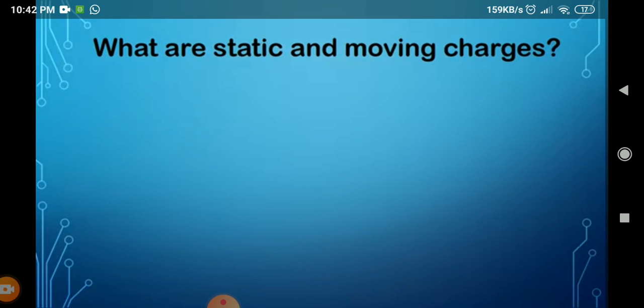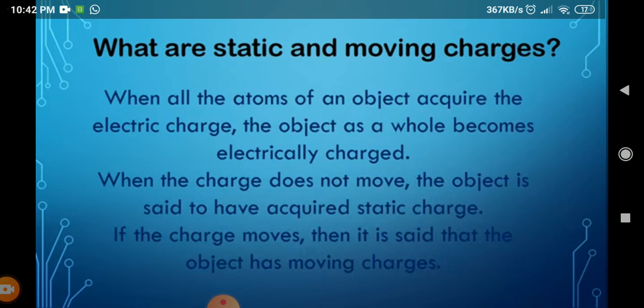What are static and moving charges? When all the atoms of an object acquire the electric charge, the object as a whole becomes electrically charged. When the charge does not move, the object is said to have acquired static charge. If the charge moves, then it is said that the object has moving charges.